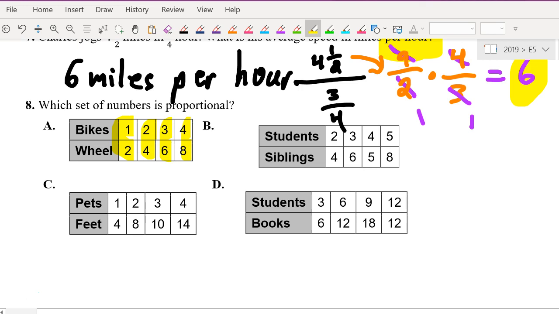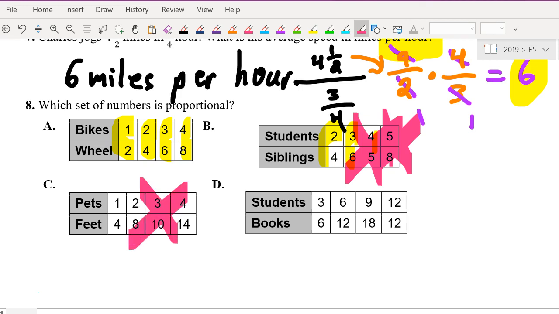Yes. Okay, let's look at this one: 2/4, 3/6. Oh no, that's bad. Very bad. Okay, 1/4, 2/8, 3/10. No, very bad. Okay, how about this one? 3/6, 6/12, 9/8. Bad. All right, so our answer is A.